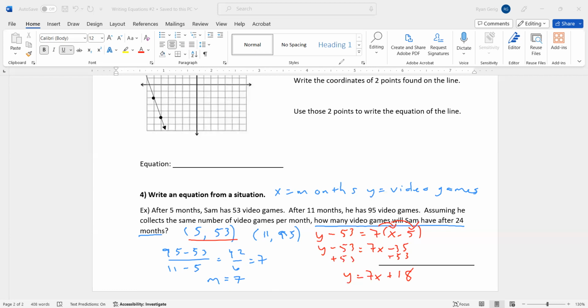I have 24 months. Months is an x value. So I'm going to do 7 times 24 and add that to the 18 that he already has. So 7 times 24 plus the 18 that he already has. After 24 months, he has 186 video games.